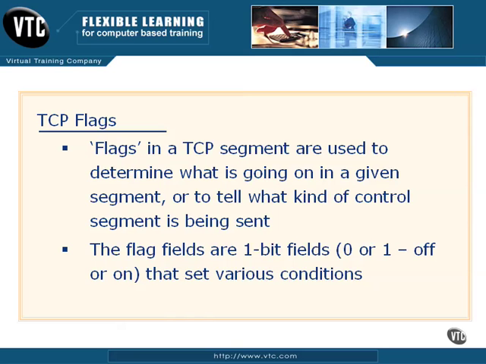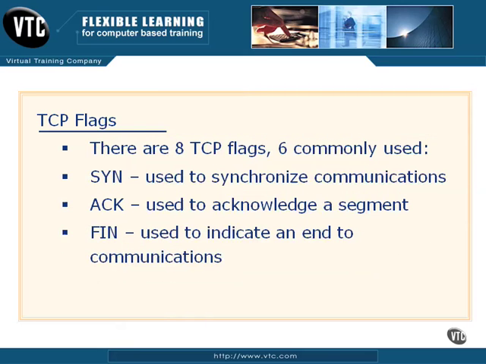Now, these flags are used to determine what's going on in a given segment, or tell what kind of control the segment is being sent and what condition or state that particular segment is in. Now, there are 8 TCP flags. 6 of them are commonly used, and we'll talk about those 6 predominantly throughout the course.